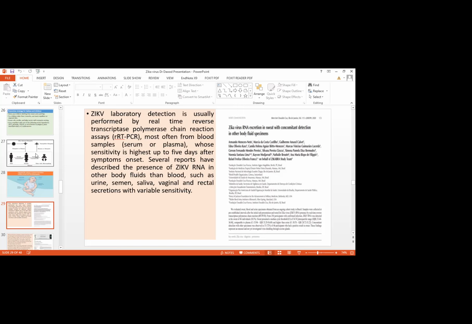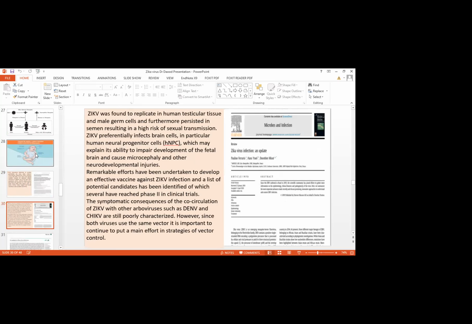Several reports have described the presence of Zika virus RNA in body fluids other than blood, such as urine, semen, saliva, and vaginal and rectal secretions, with variable sensitivity. This study was carried out in 2020. Again, this is a study about the update of Zika virus.